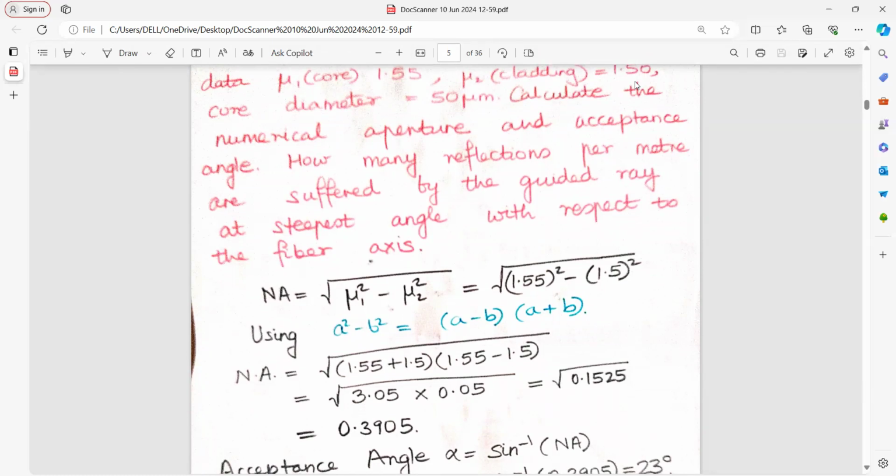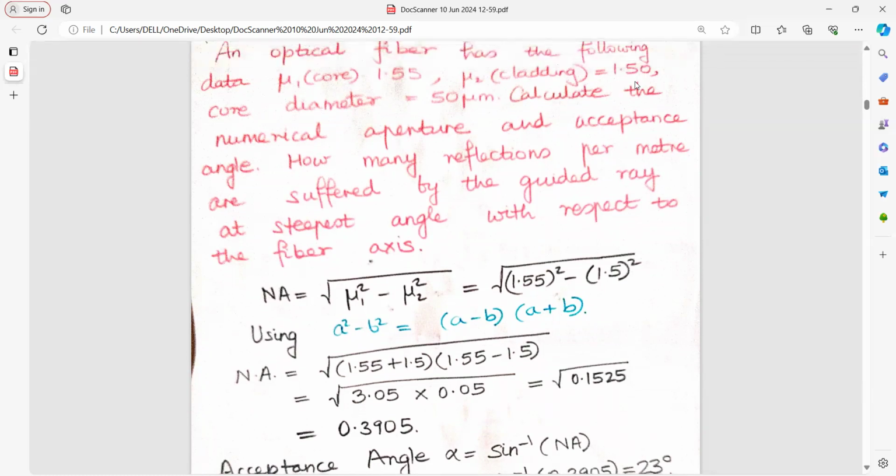Simple numericals will all be consisting of refractive index of core, which will always be greater than refractive index of cladding. Here in this numerical, you have to find the numerical aperture and acceptance angle and how many reflections per meter are suffered, at the steepest angle with respect to fiber axis. So there is a very simple trick involved here.